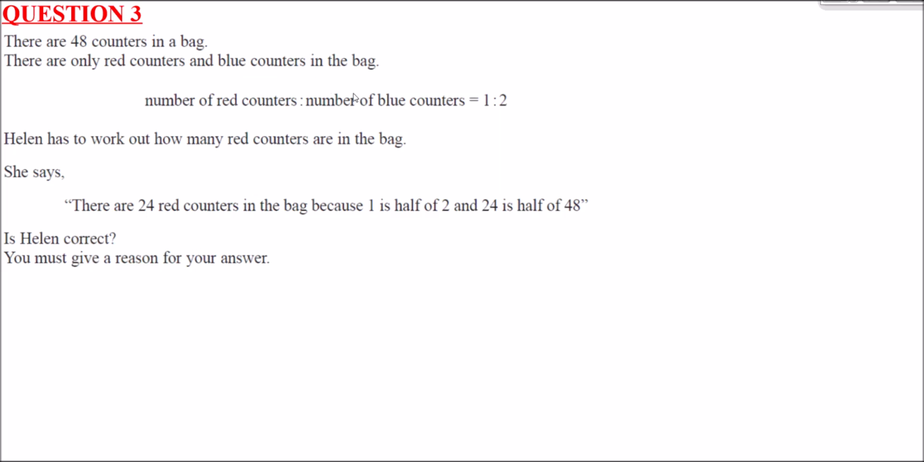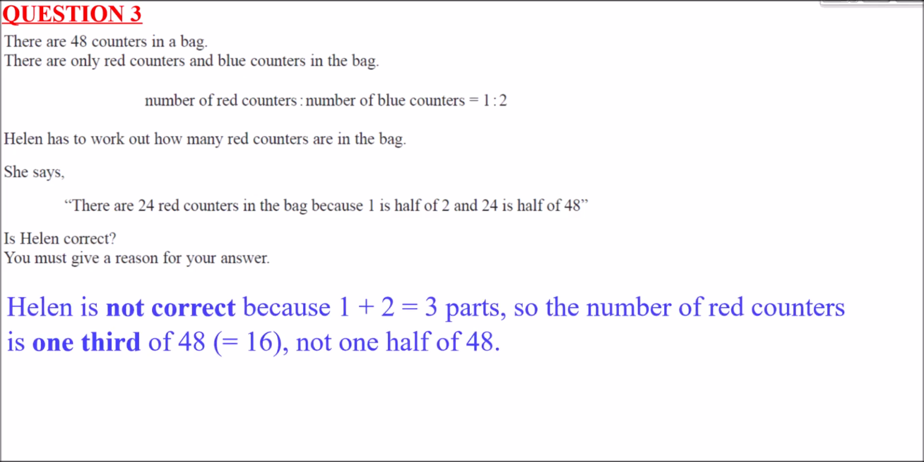Well, she's misunderstood a ratio. If the number of red is 1 and the number of blue is 2, that means 1 part red, 2 parts blue, 1 plus 2 is 3. So actually what she needed to do would be to do 48 divided by 3 rather than halving it. There's a few different ways you could write the answer to this in terms of what she's done wrong. I'd probably just say something along these lines. Helen is not correct because 1 plus 2 is 3 parts, so the number of red counters is 1/3 of 48, which is 16, not 1/2 of 48. If it's a mistake that's been made by someone in a question and you're saying, are they correct or not, give a reason, a solid strategy is just to correct them yourself and say what the correct answer should be.